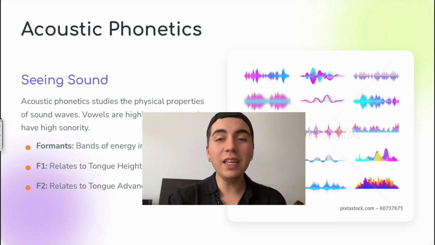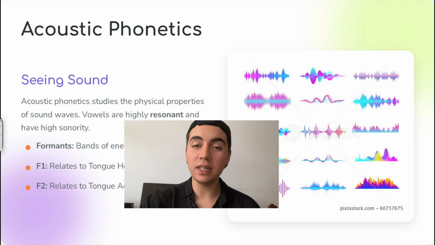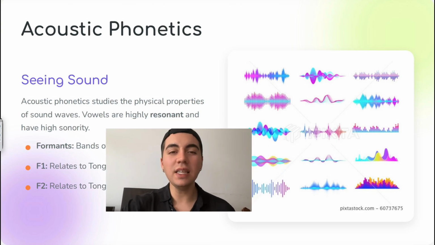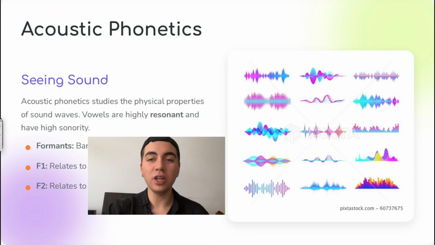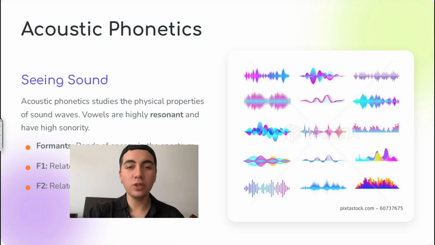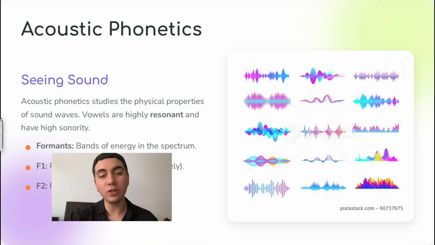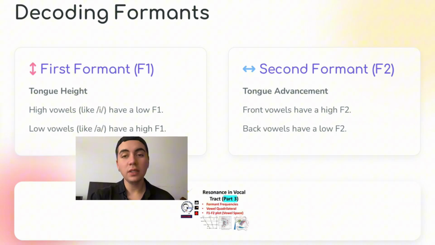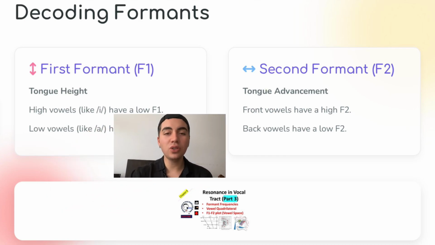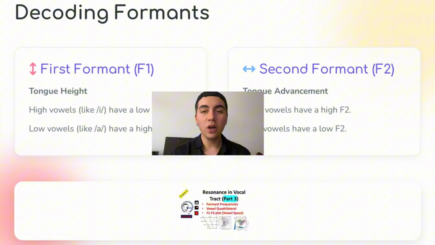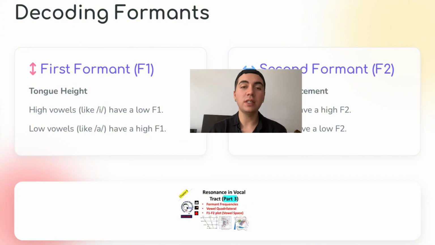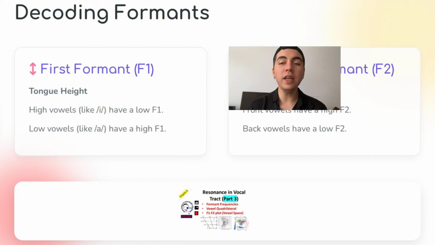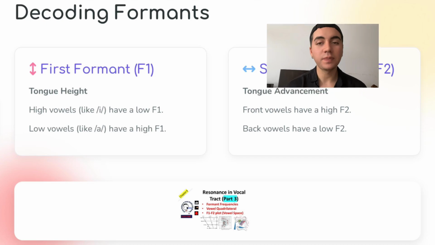Vowels are highly resonant and more sonorous than consonants. This resonance is scientifically measured through formants, which are bands of energy in the sound spectrum. The first formant, referred to as F1, is inversely related to tongue height, while the second formant, referred to as F2, is related to tongue advancement.